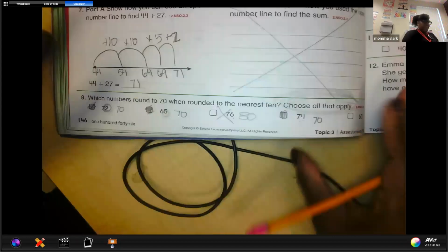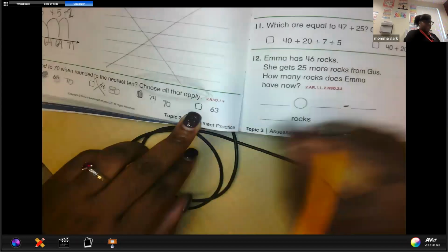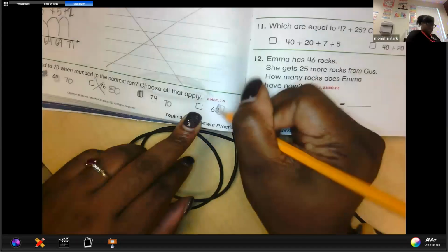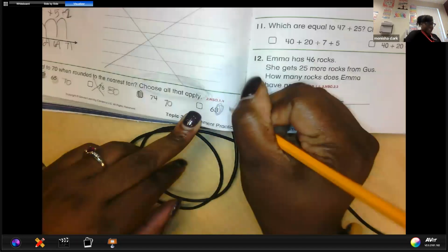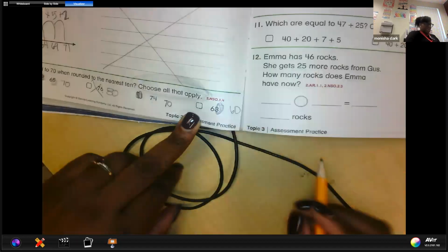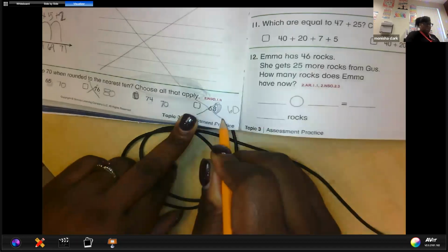Now here we have a 3. This 3 is telling us to go. So this is a 60. This is no bueno, no good.